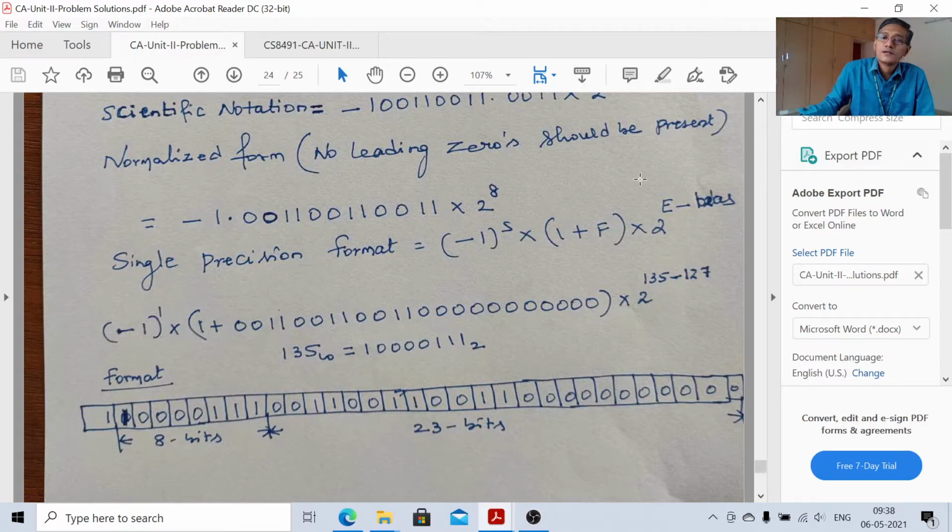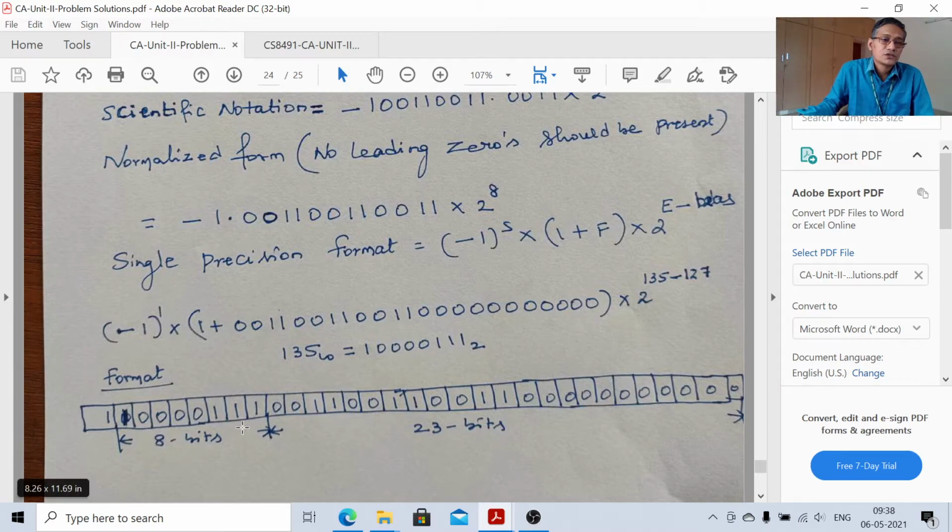With what number will we subtract this bias so that we will get the exponent value as 8? We know the bias is 127. If 127 is subtracted from 135, you will get 8. So now we need to take the binary value of 135. By the same process of successive division by 2, you will get 1 followed by 4 zeros and triple 1. This is represented in the 8-bit format.